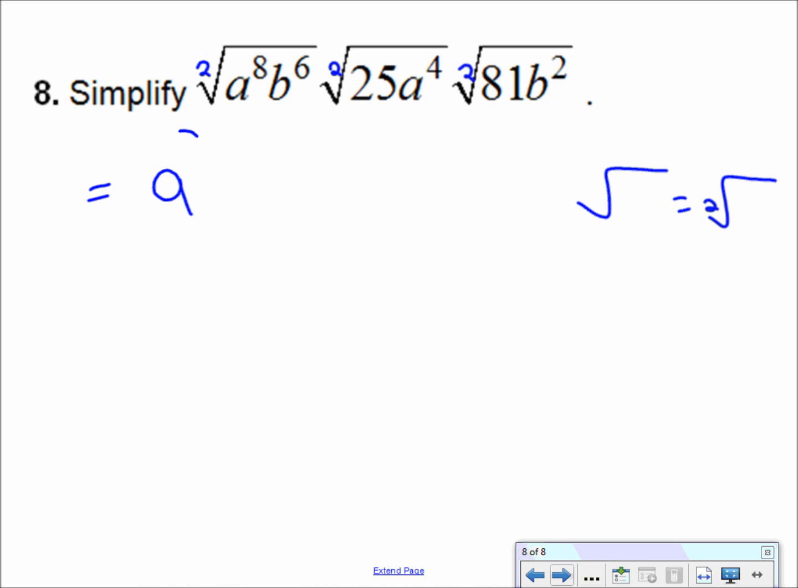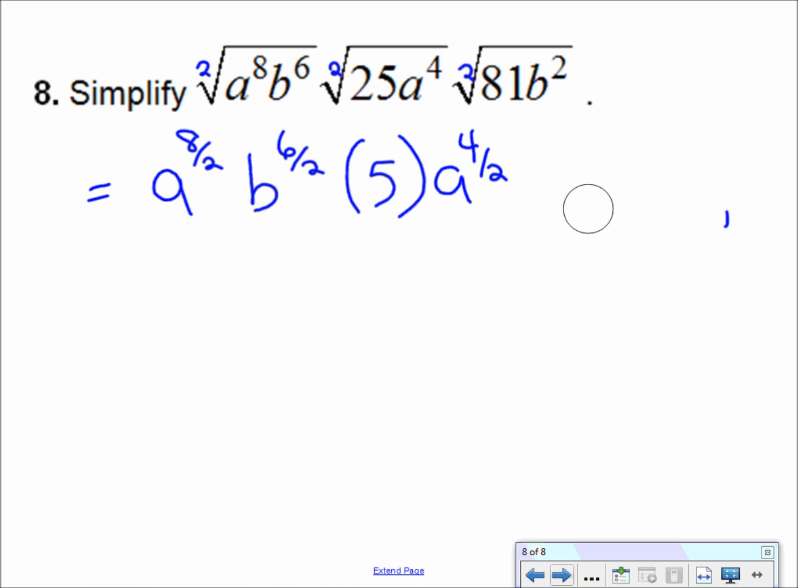So I'm going to have A, 8 over 2. B, 6 over 2. What is the square root of 25? 5. So I'm going to put the number 5 in here because I can take the square root of that. Then A is 4 over 2. Let me erase this because I don't really need it here, and it's going to mess up my space. What is the square root of 81? 9. And then it's B, 2 over 2.